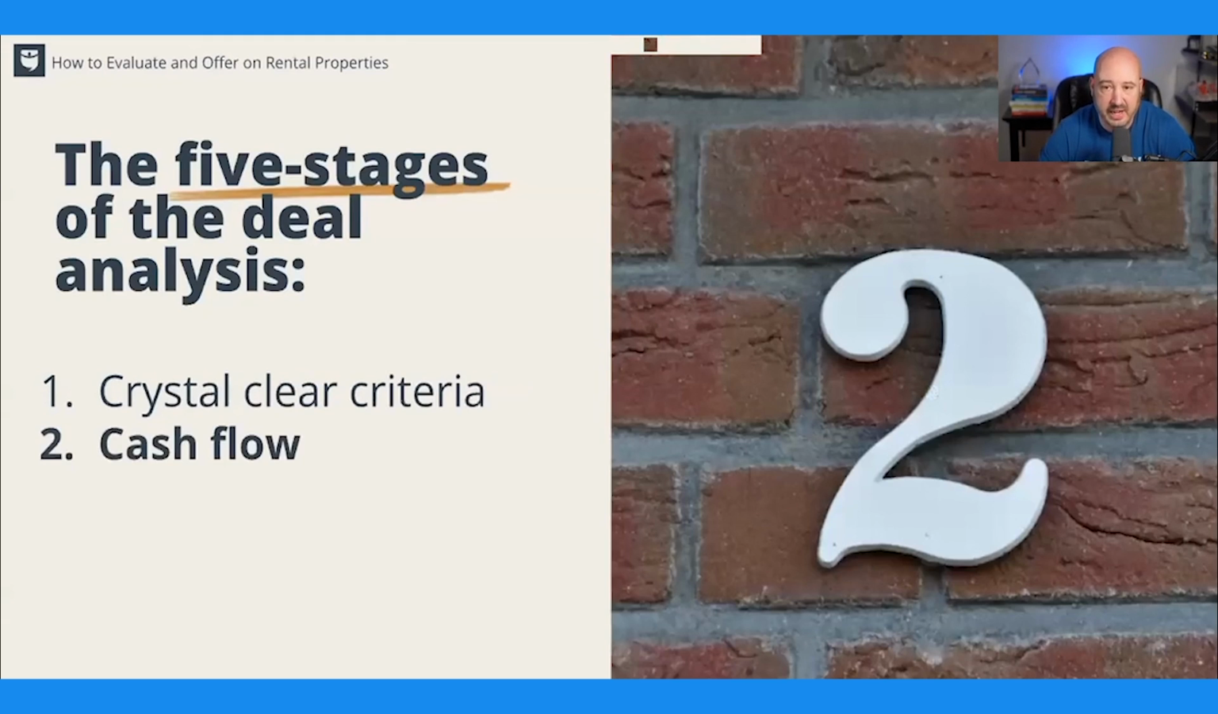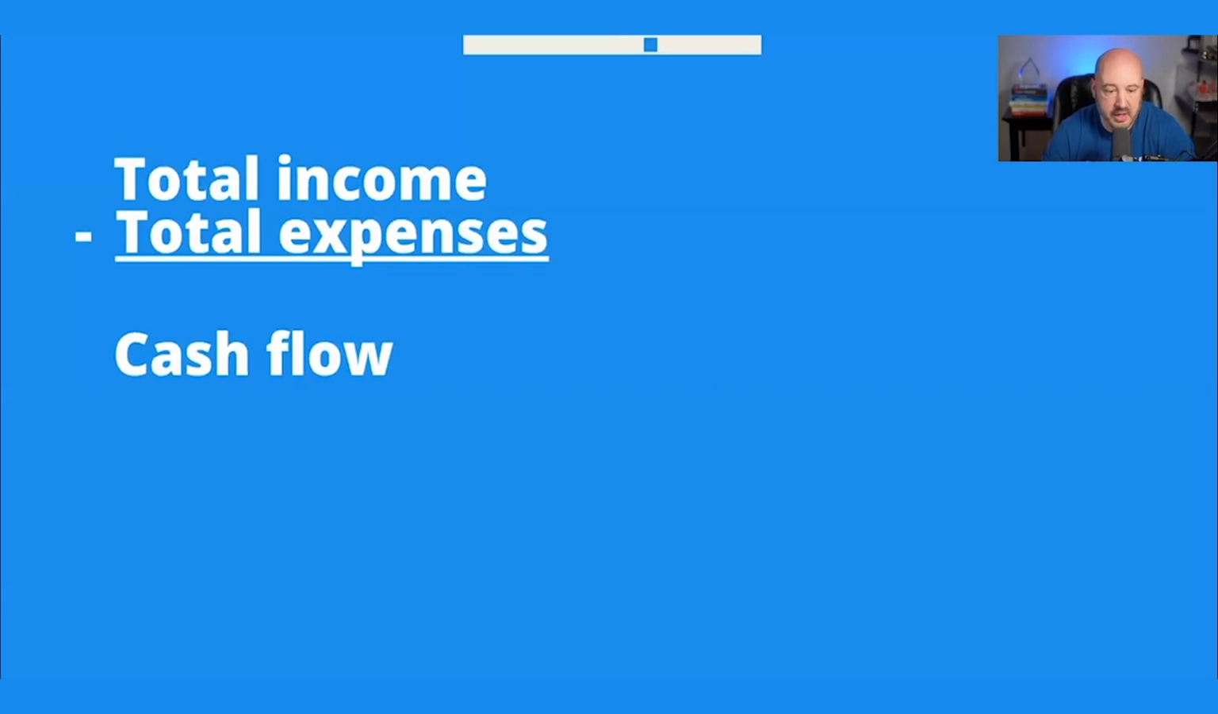Number 2, cash flow. How much money is this property going to be making every month? Here's how you figure out cash flow. It's really simple, guys. In fact, I have this theory that almost every single metric that you use in real estate math, not everyone, but most of them, have 2 parts to them. You can always reduce it into 2 parts. Income minus expenses.